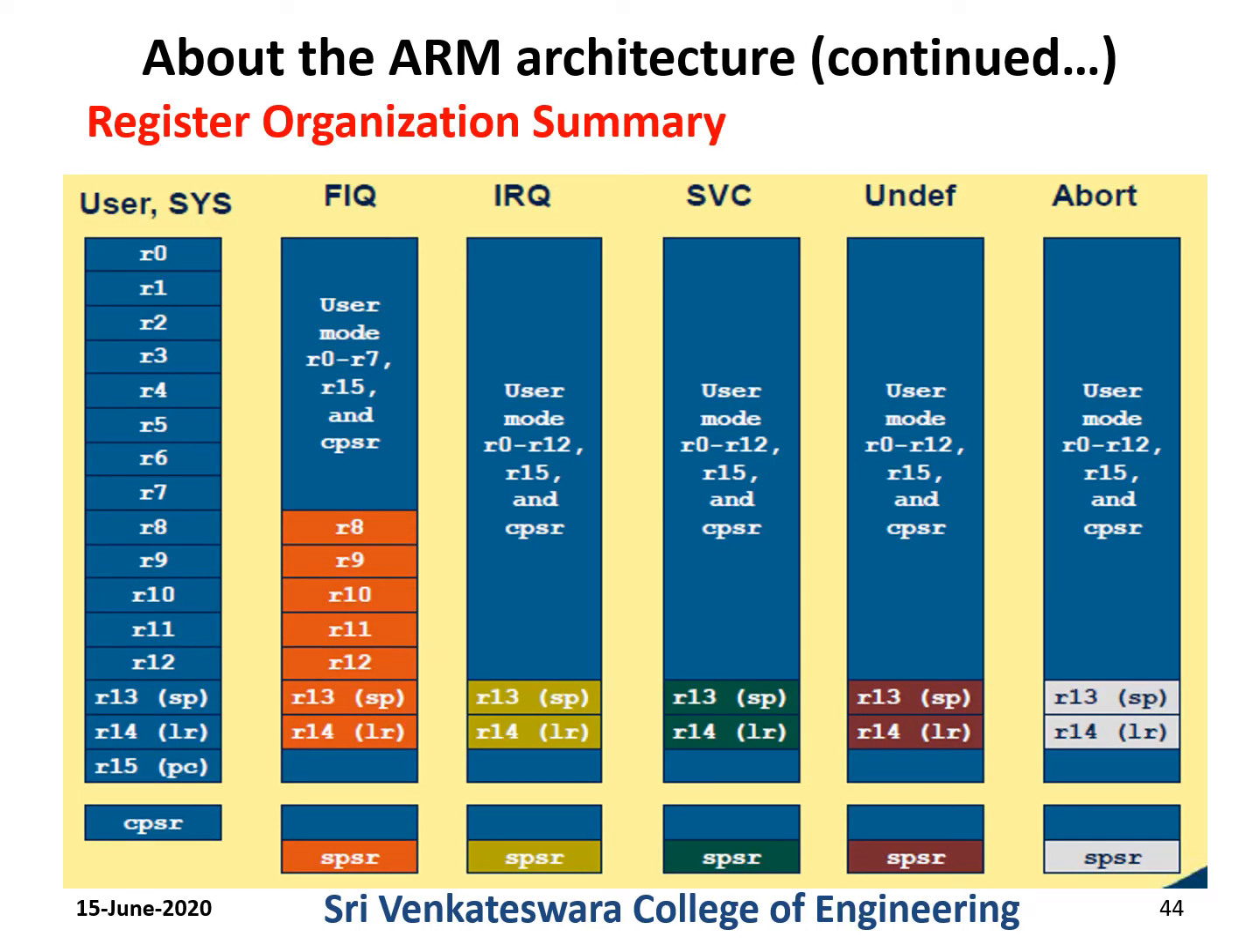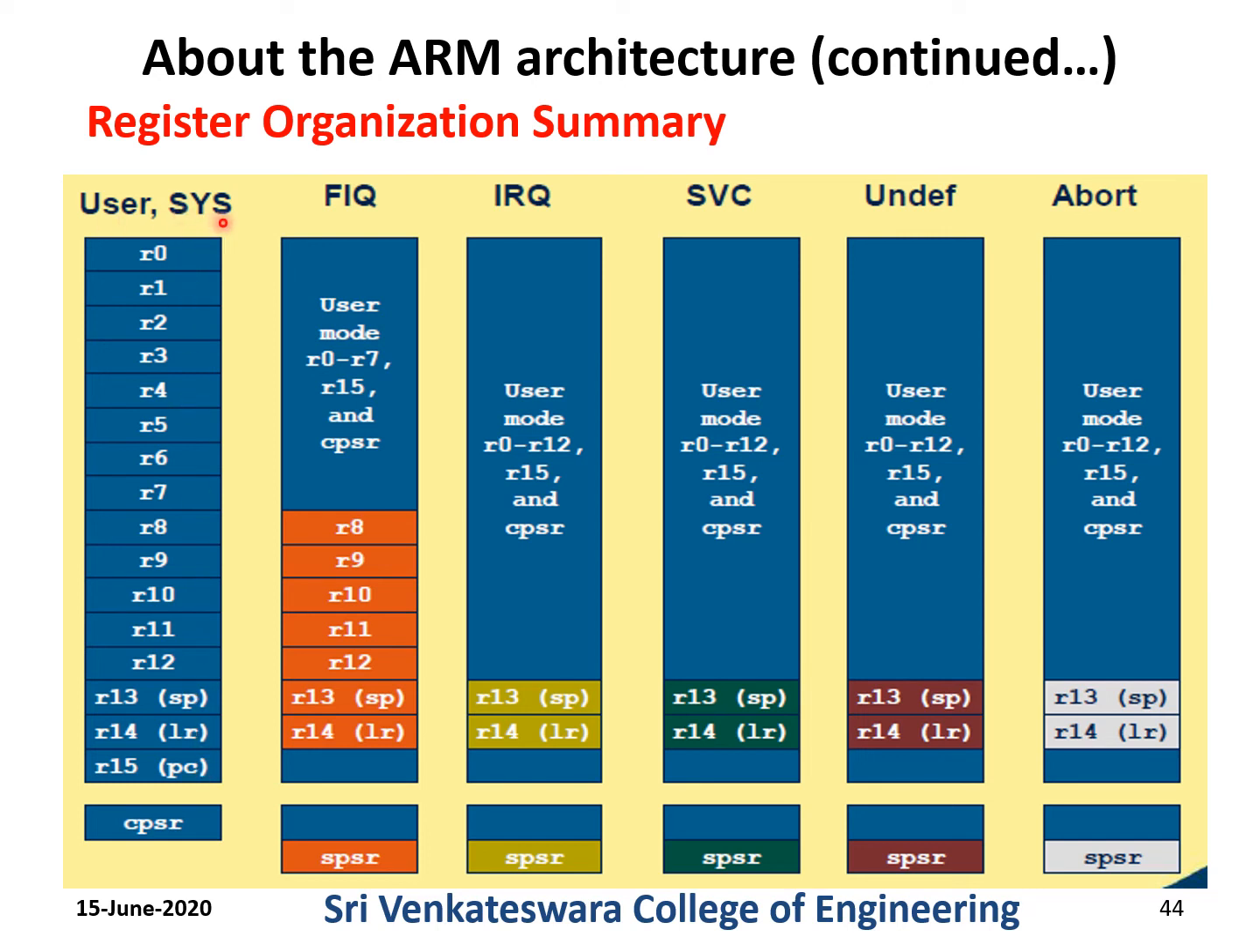Next we will see about the register organization in ARM processors. The processor can operate in seven different modes: user mode, system mode, fast interrupt request mode, normal interrupt request mode, supervisor mode, undefined mode, and abort mode. For each of these modes, the set of registers which can be used when the processor is operating in that mode is shown.